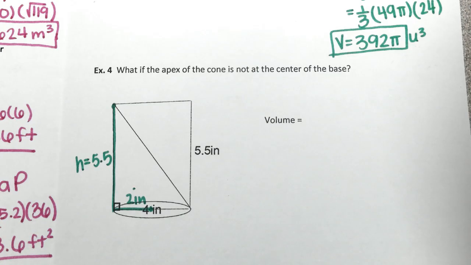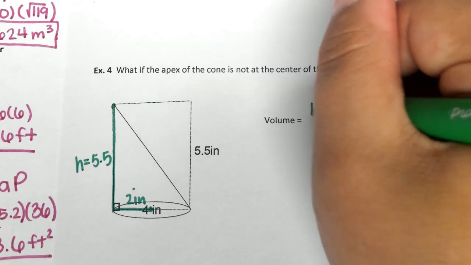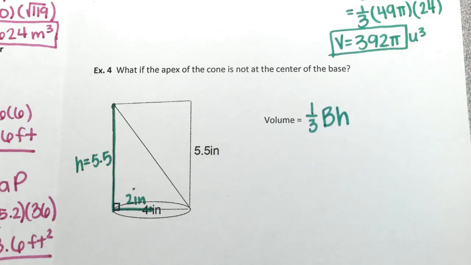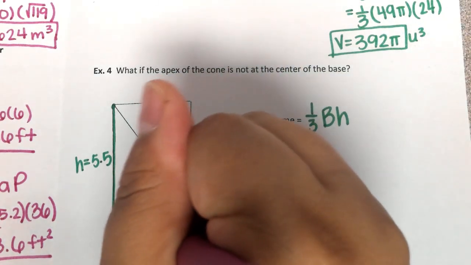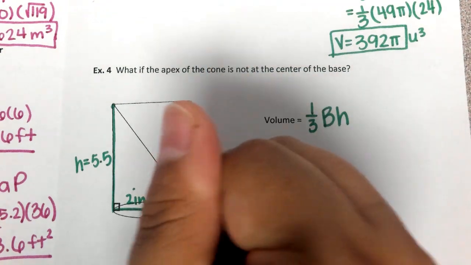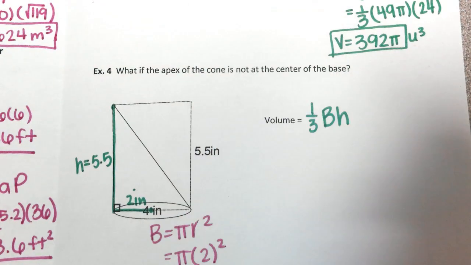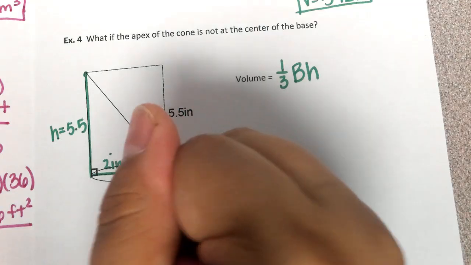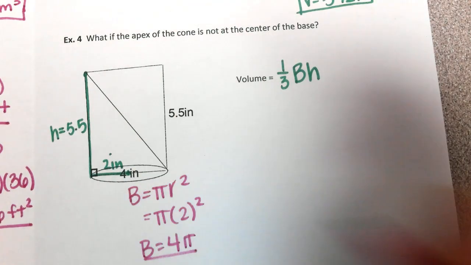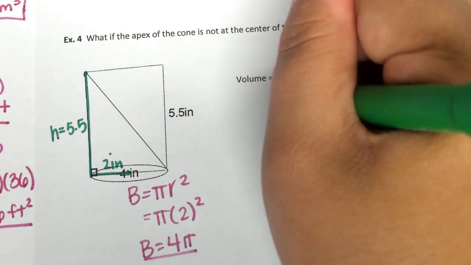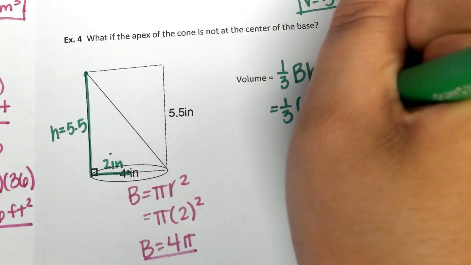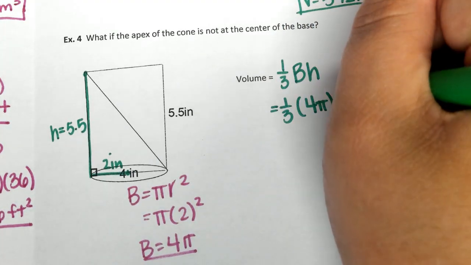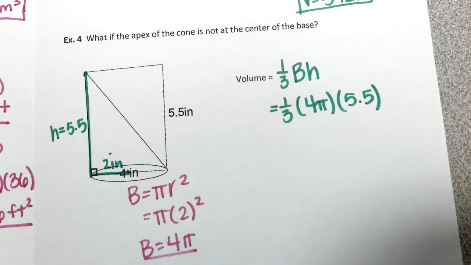What is this question asking me? Volume. Volume is 1/3 area of the base times height. So we need to find big B. How would I find big B here? Pi r squared. Pi times 2 squared. What's 2 squared? 4. So my big B is 4 pi. What's my height? 5.5.